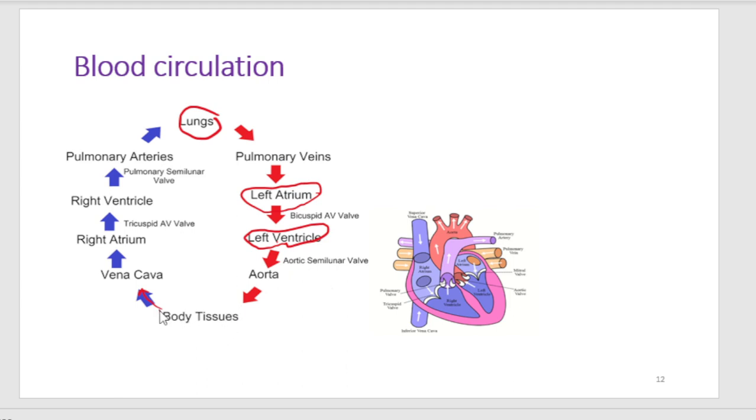After the oxygenated blood has been completely utilized in the body tissues, this deoxygenated blood reaches the right atrium via the vena cava. After the right atrium, it reaches the right ventricle, and after the right ventricle, it is sent to the lungs via the pulmonary artery. This is the blood circulatory process. Why is this double circulation? Because it goes from the lungs to the heart, and from the heart to different body components. That is why it is called the double circulation system.